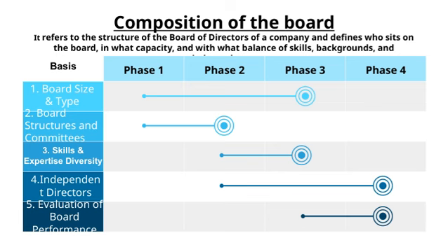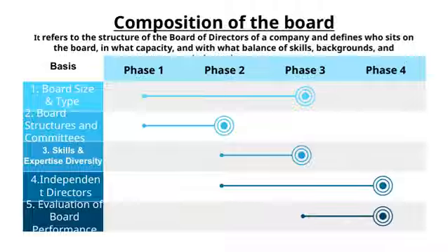This refers to the structure of the board of directors, who sits on the board, in what capacity, and how their skills, backgrounds, and independence are balanced. Moving through the phases, this composition evolves to ensure that the board remains effective and aligned with the company's strategic goals. For instance, in the early phases, the focus might be on establishing a diverse mix of skills and backgrounds.